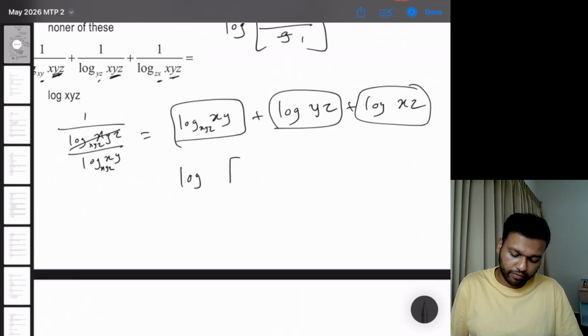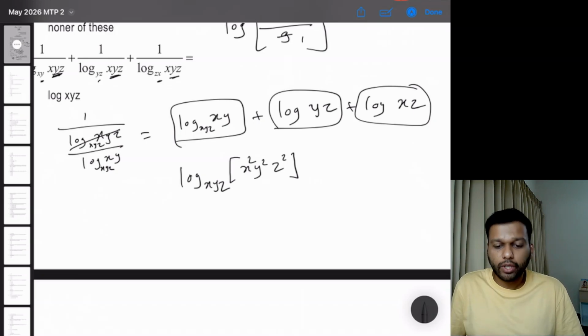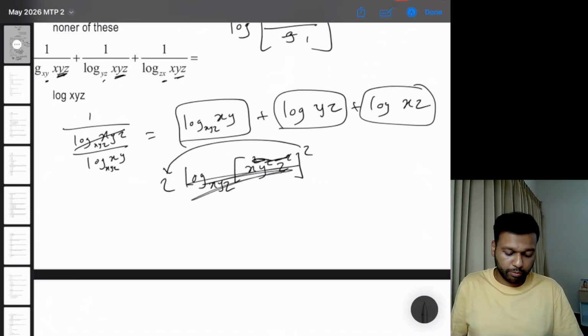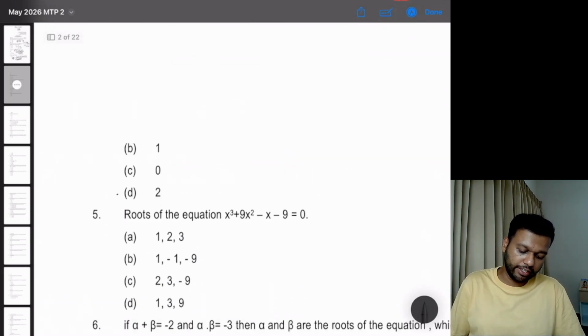So it will be log of xy into y into z, so y square x square z square to the base xyz. So I can just write that square outside like this, and then I can just take that 2 here, right? That means log xyz to base xyz, which is 1. So what is remaining is just 2, which is option D.